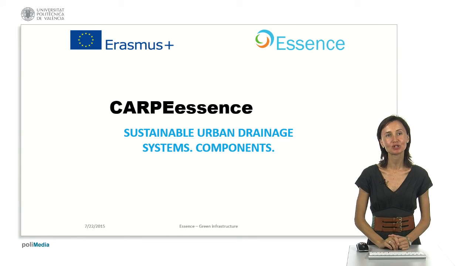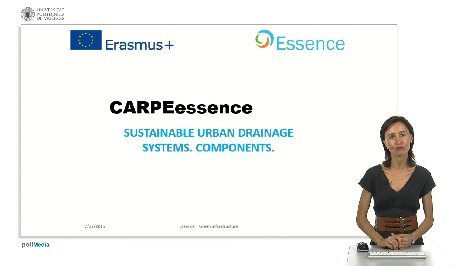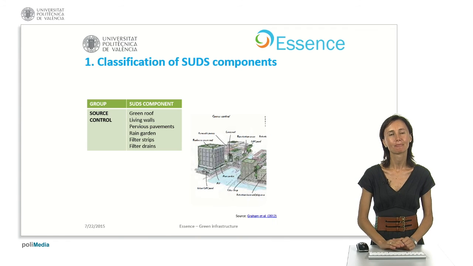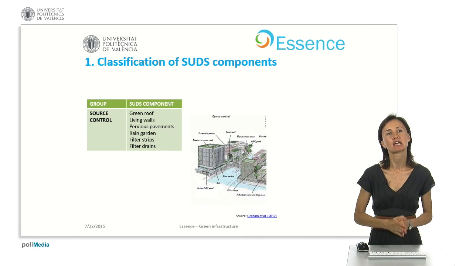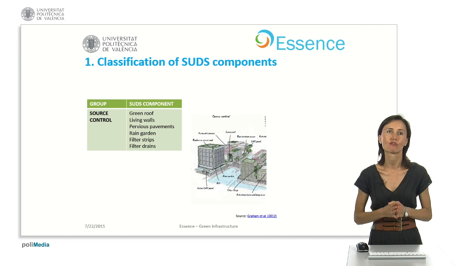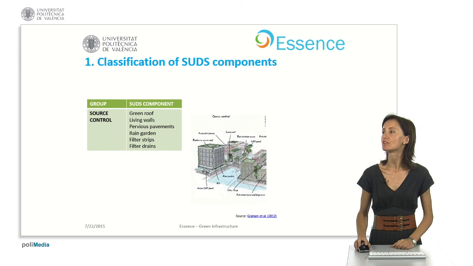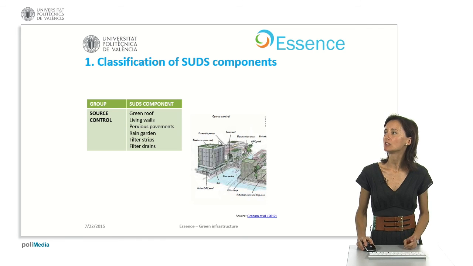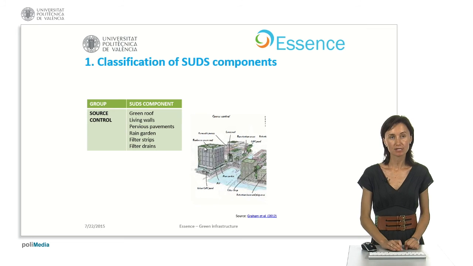In this presentation, I'll talk about the components of sustainable urban drainage systems. According to their drainage strategy, we can distinguish 4 types of components. First, we have the source control components, which manage the water where and when it falls, for instance, green roofs.